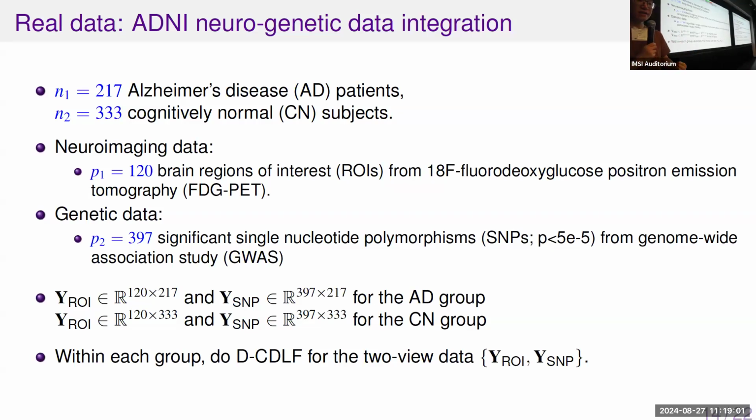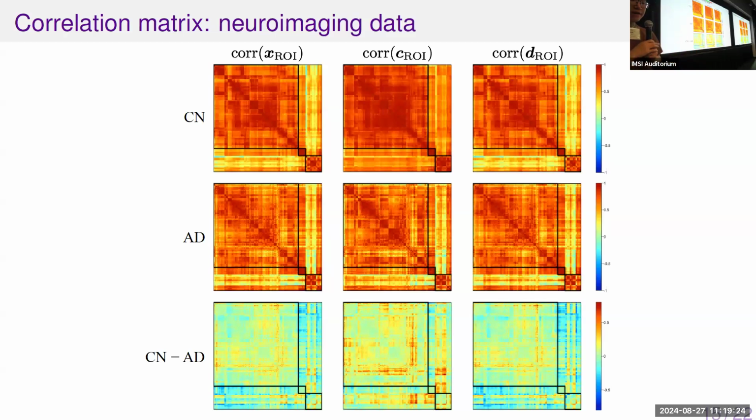Here we got data from the ADNI project, and we have the PET image data and SNP data. We have 120 ROIs and 397 SNPs. We have an Alzheimer's disease group and the normal group. Within each group, we do this decomposition for the two-view data. Here is the result from our decomposition. The first row shows the correlation matrices for the cognitive normal group, the second row shows the correlation matrices for the Alzheimer's disease group, and the third row shows the difference.